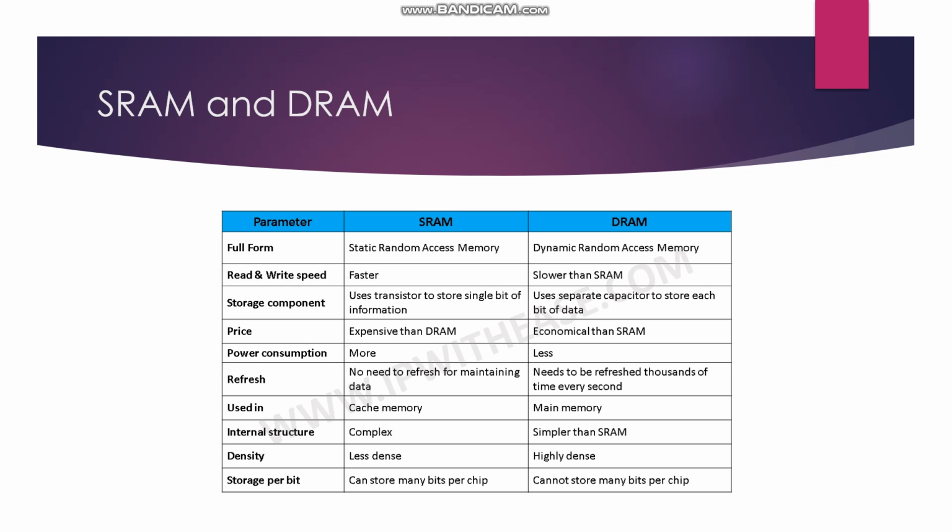Next is storage per bit. SRAM can store many bits per chip, that is, one chip can store many bits which has much information, whereas DRAM cannot store many bits per chip. This is the basic difference between SRAM and DRAM, and when we go deeper, let us learn that in the other chapters.